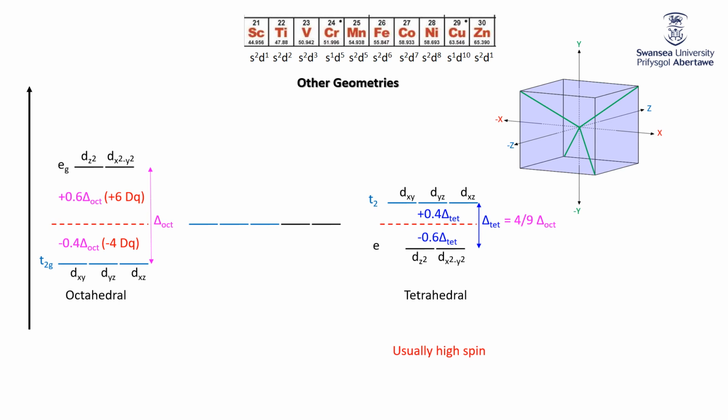Now, tetrahedral complexes are usually high spin, and I'm going to ask you to think about that yourself. Why will tetrahedral usually be high spin? In other words, if we were to start putting in electrons, we'd go 1, 2, 3, 4, 5 across the orbitals. So tetrahedral, high spin. Octahedral, you can have low spin, you can have high spin. It depends upon the ligand, it depends upon the metal, it depends upon the oxidation state of the metal.